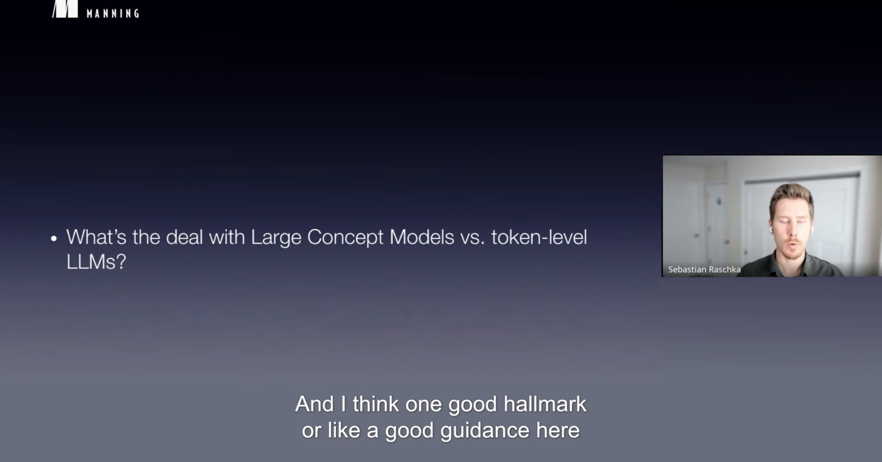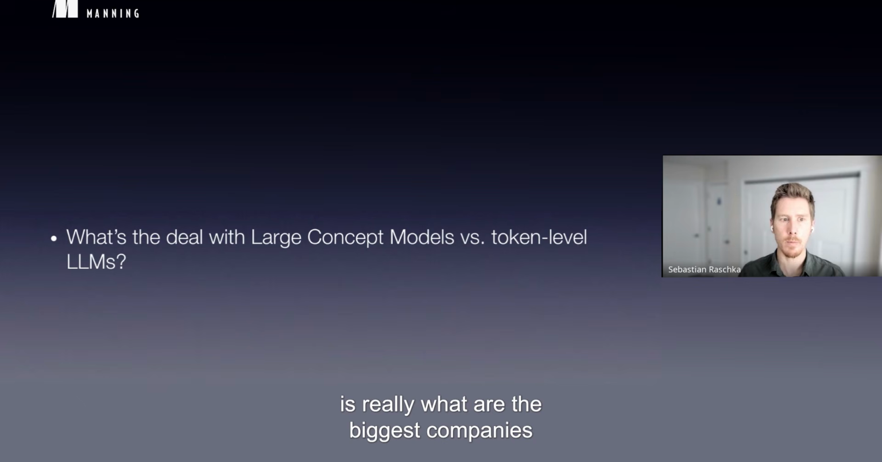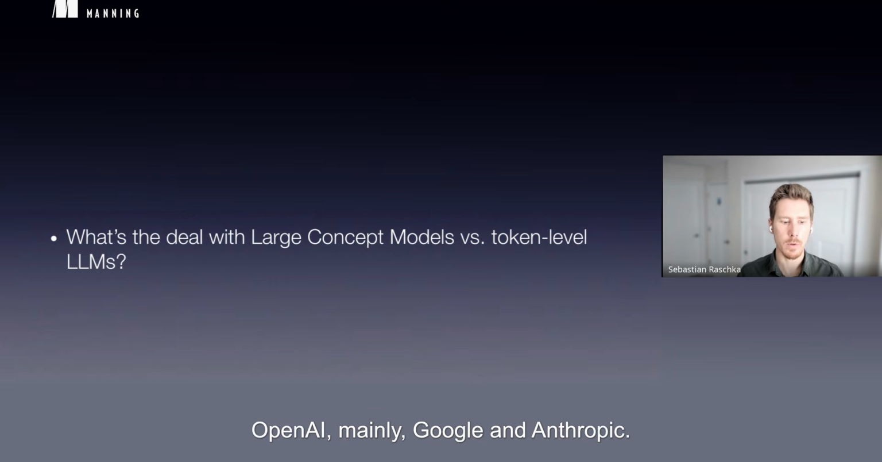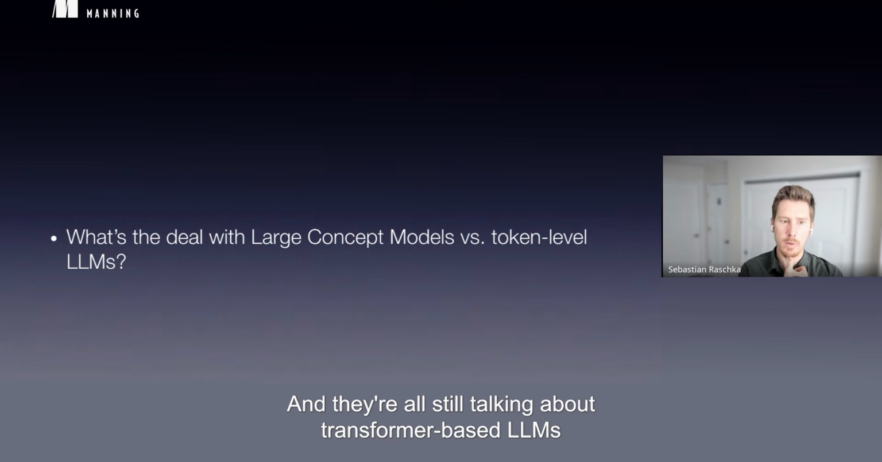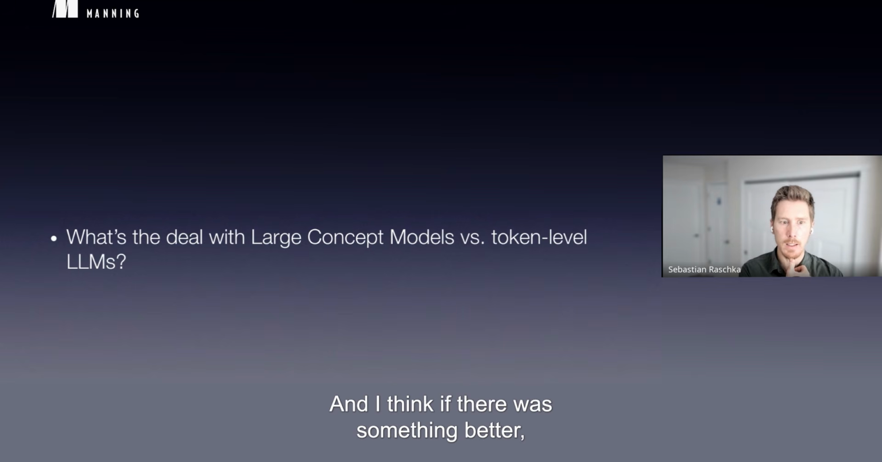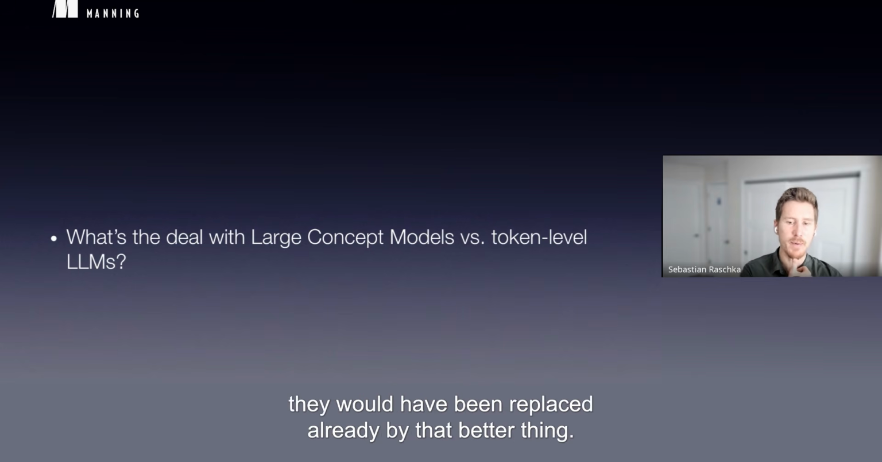And I think one good hallmark or guidance here is really what the biggest companies with the biggest budgets are doing. The biggest companies in the LLM space are OpenAI mainly, Google and Anthropic. And the most impressive LLMs, I would say, are Sonnet 3.7, GPT 4.5, and o3, and then also from Google, the Gemini 2.5 Pro. And they're all still token level transformer based LLMs as far as we know. And I think if there was something better, they would have been replaced already by that better thing.